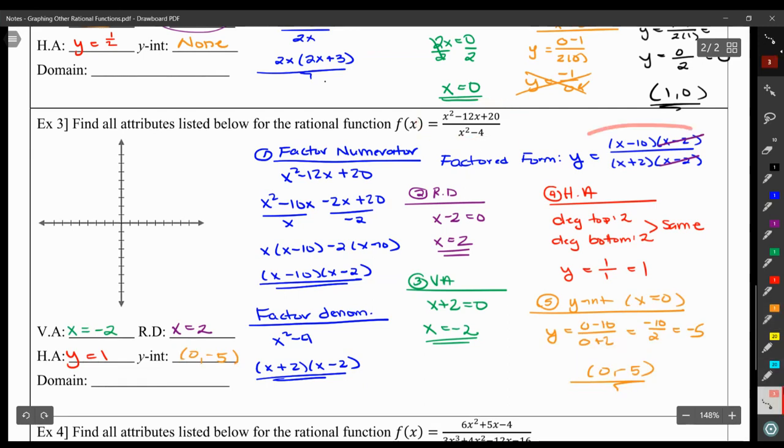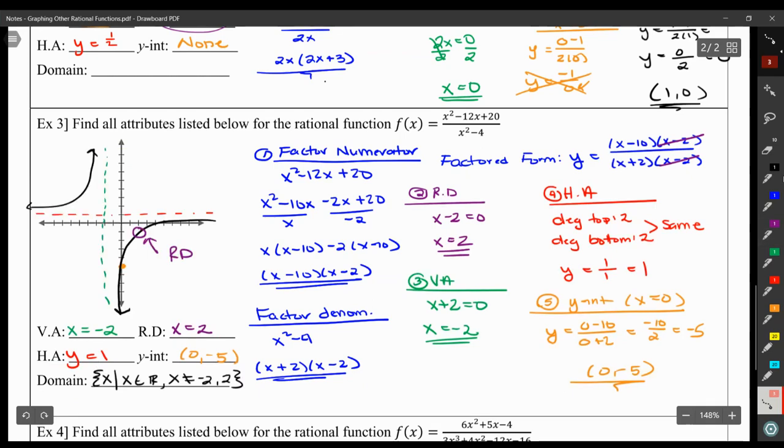You can use either function, but this is definitely simpler because we got rid of a factor altogether. All we had to do was 0 minus 10 over 0 plus 2. And finally, I want you to go ahead and graph it and try to write your domain. So sketch your graph, including the removable discontinuity, and try to write the domain of this function. Pause the video and try it out.